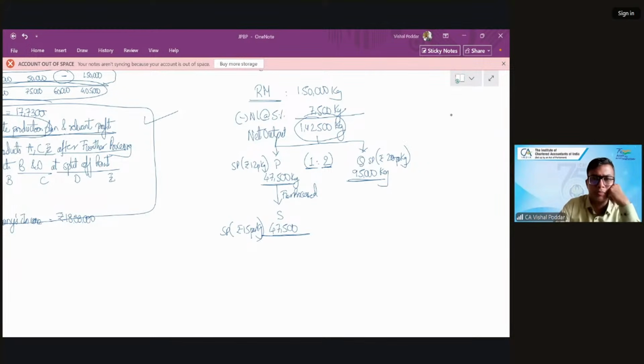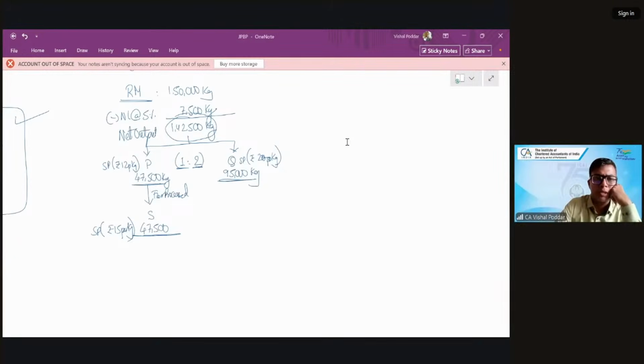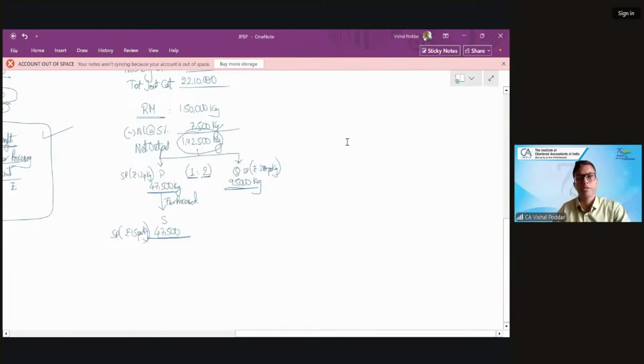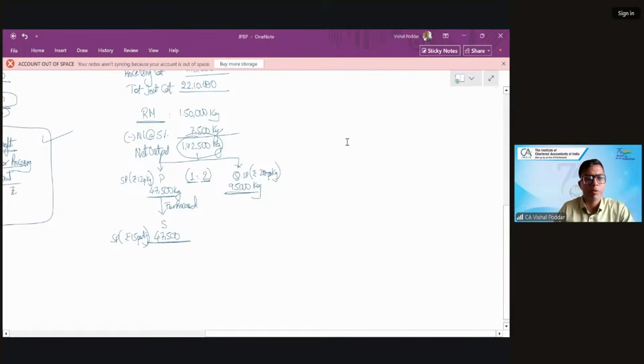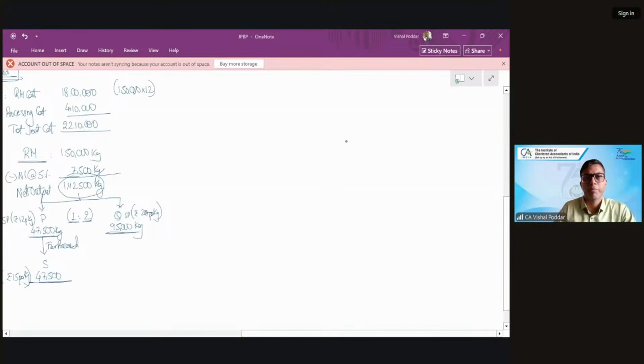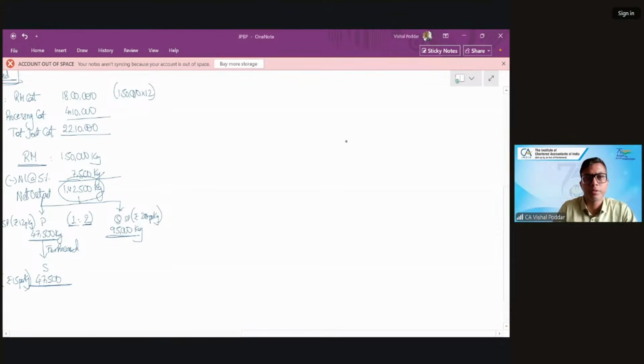Now, the main part, students. What is the main part? I'm only asked decision making in this question. And for decision making, I have a direct method which we are going to study in this. What is the direct method? Statement showing decision about further processing.